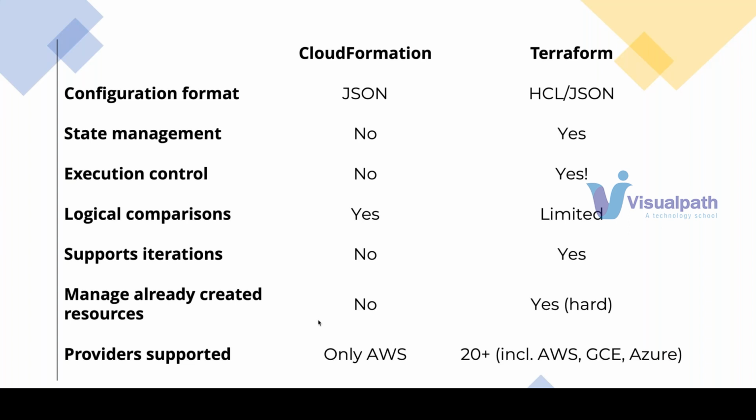But CloudFormation is not the one we are going to use. It primarily uses JSON, but in Terraform we can write it with HCL. You can also write it with JSON, but the suggested thing is HCL, as I told you, HashiCorp's Configuration Language, right?